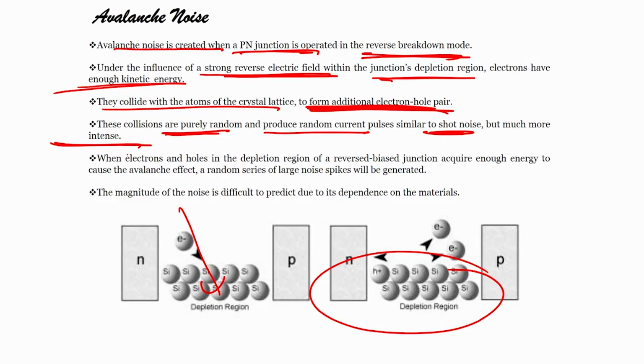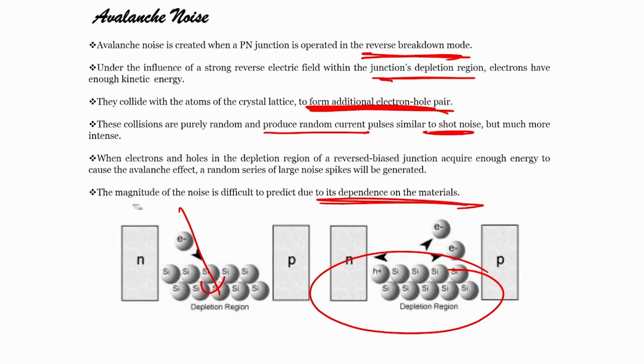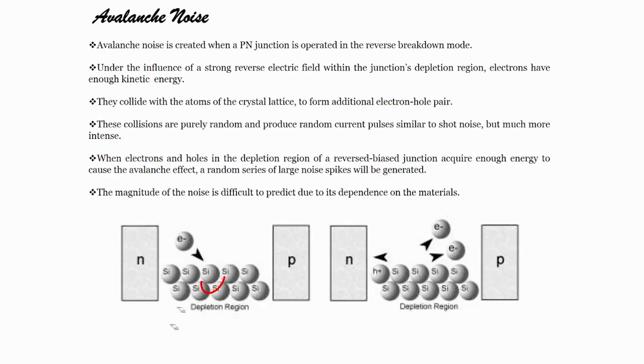When electrons and holes in the depletion region of a reverse-biased junction acquire enough energy to cause the avalanche effect, a random series of large noise spikes will be generated. The magnitude of the noise is difficult to predict due to its dependency on the material. More or less, it depends on the type of semiconductor material. Only thermal noise, in particular, we have seen depends on the temperature. The rest we have seen: shot noise, burst noise, popcorn noise, and avalanche noise.